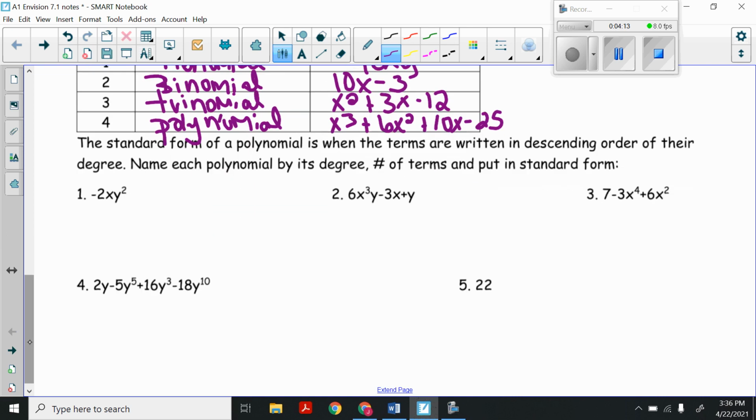So the first thing we're going to practice: the standard form of a polynomial is when the terms are written in descending order of their degree. You want the highest degree first, and then they go down in descending order. We're going to name each polynomial by its degree, by the number of terms, and put it in standard form. So this very first one, notice I only have one term because there's no addition or subtraction, so this is a monomial.